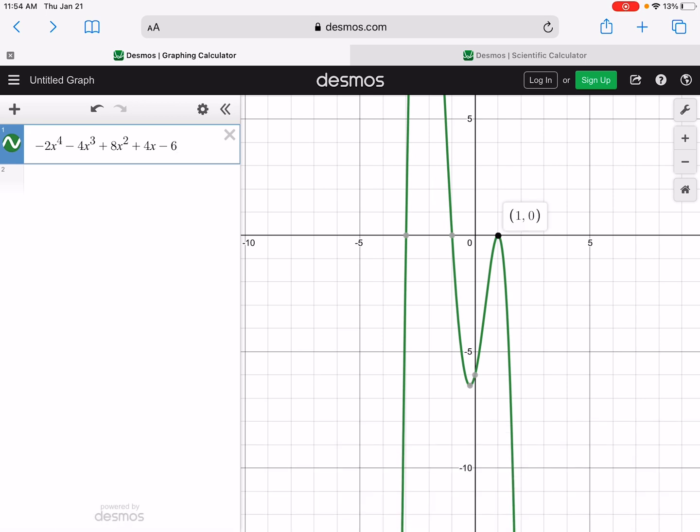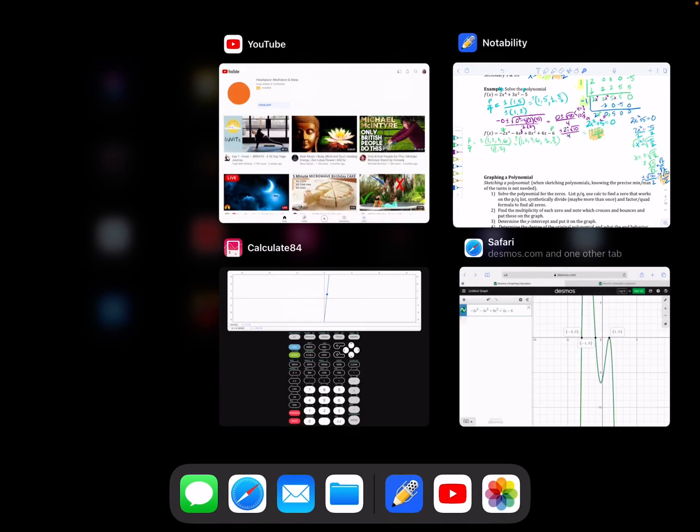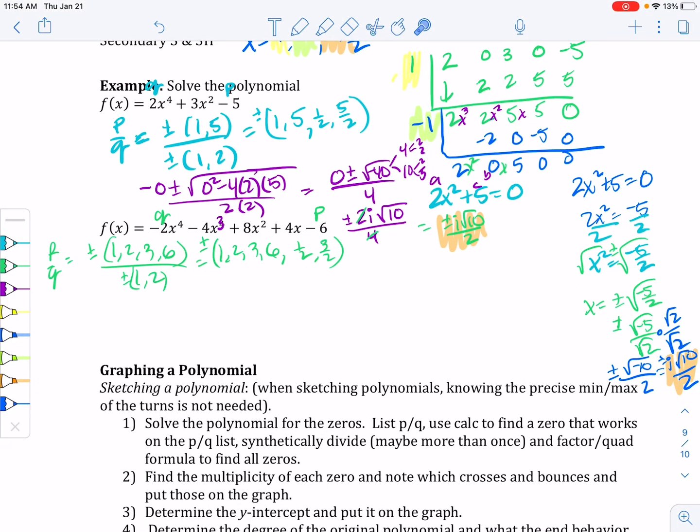So then if I look at my x-intercepts, I've got these ones that we have. So I have 1. Notice all of those are on my P over Q list. So 1, negative 1, and 3. Those are all on my P over Q list. So I'm going to synthetically divide by 1. Okay.